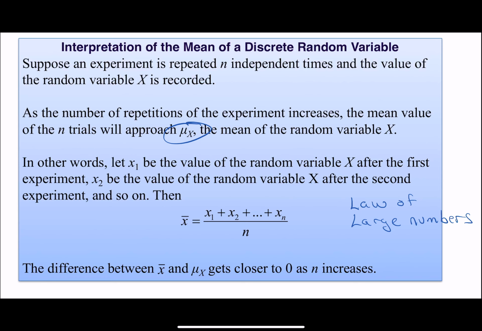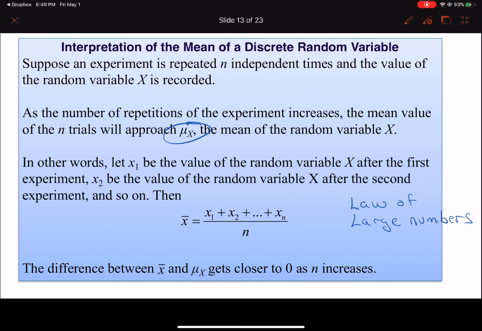If I do 100,000 people, I'm going to be really close. The larger the number of people I sample, the closer and closer we're going to get to the mean. That's what all of this means, and that's what it means to interpret the mean in this case.